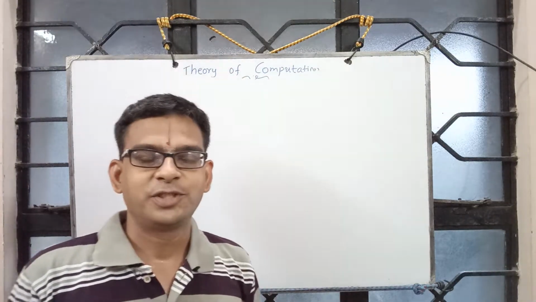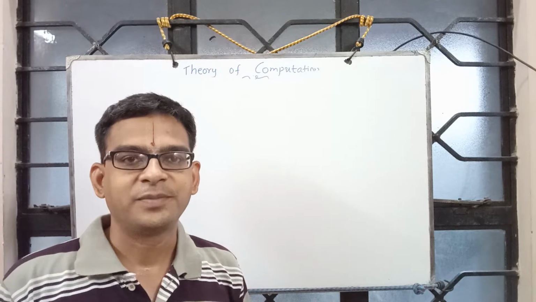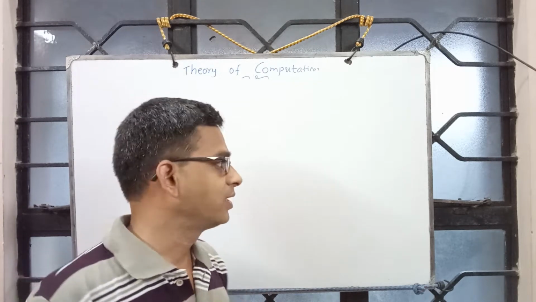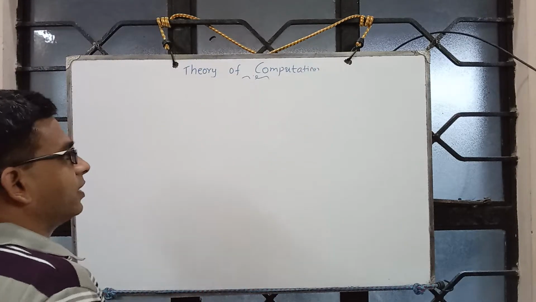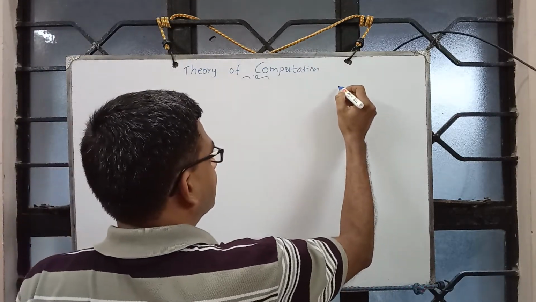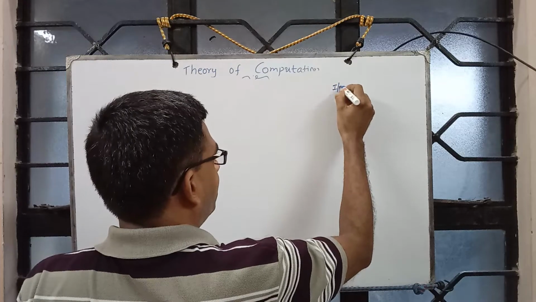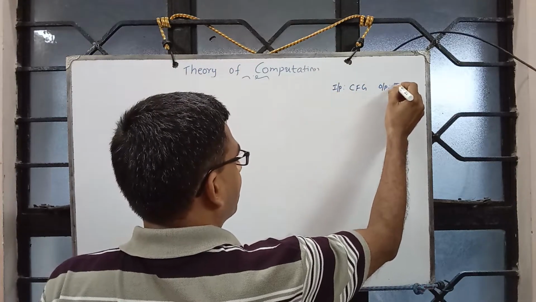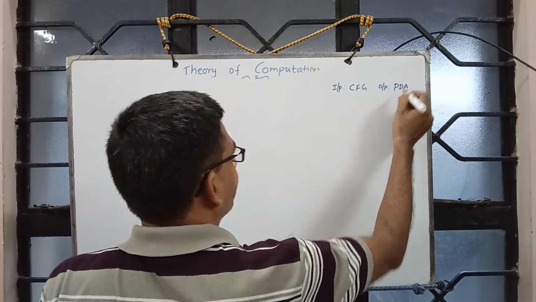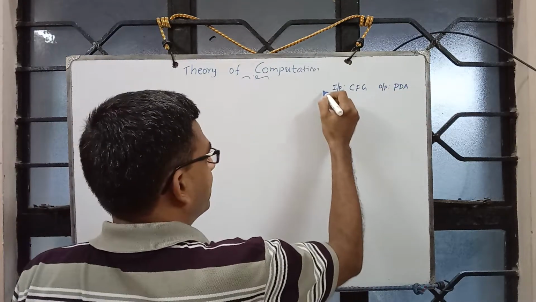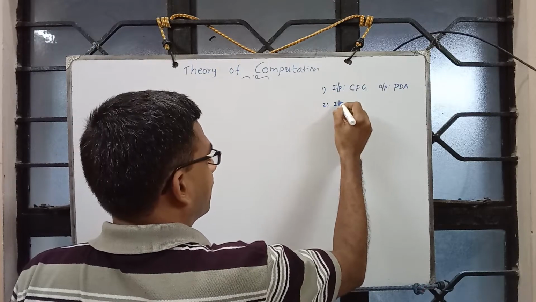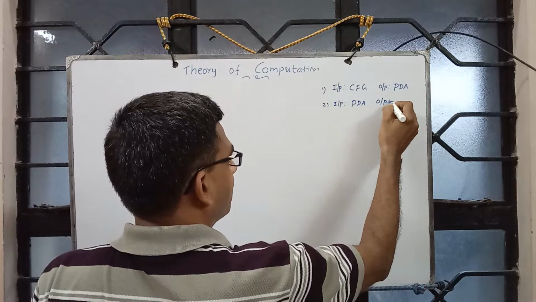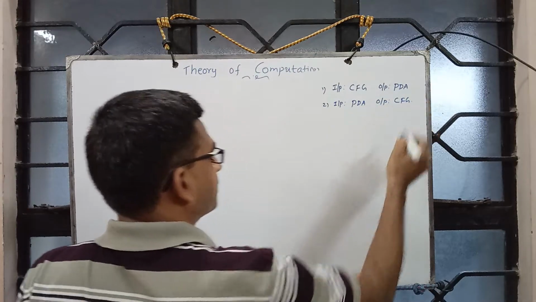Having discussed pushdown automata, context-free grammars, and a couple of properties about context-free grammars, let's look at the following two questions. Input as CFG, how do we obtain an equivalent PDA? Similarly, input as PDA, how do we obtain an equivalent CFG?